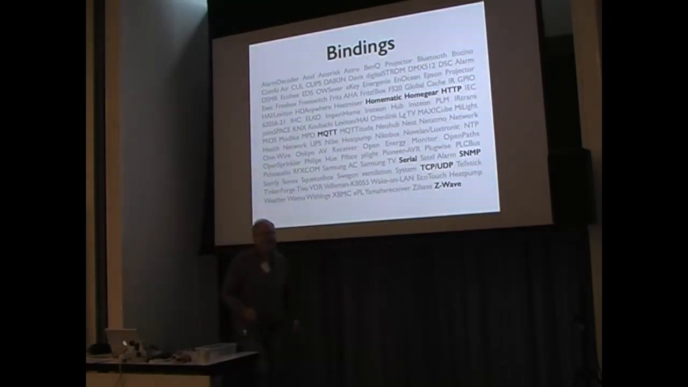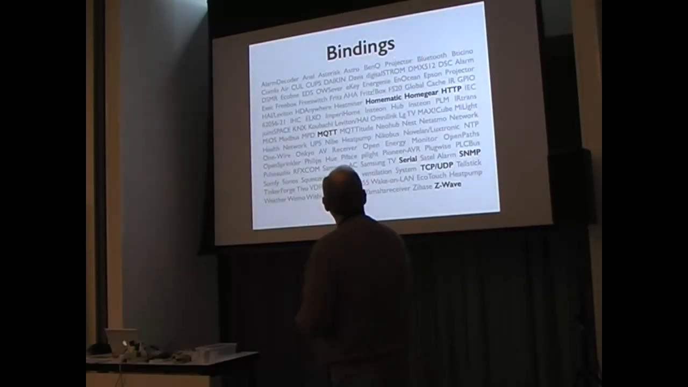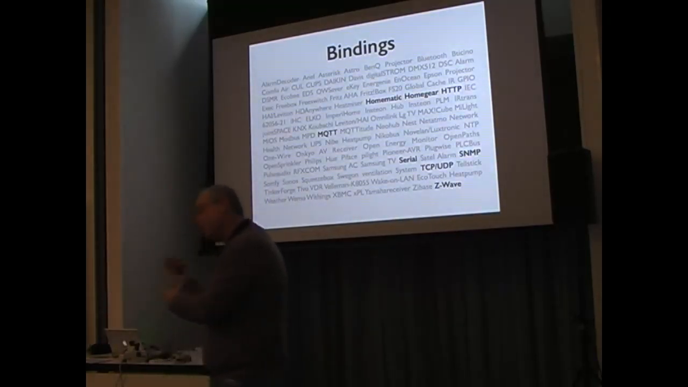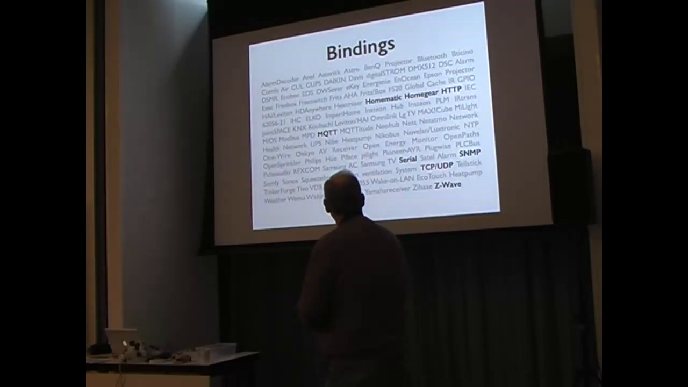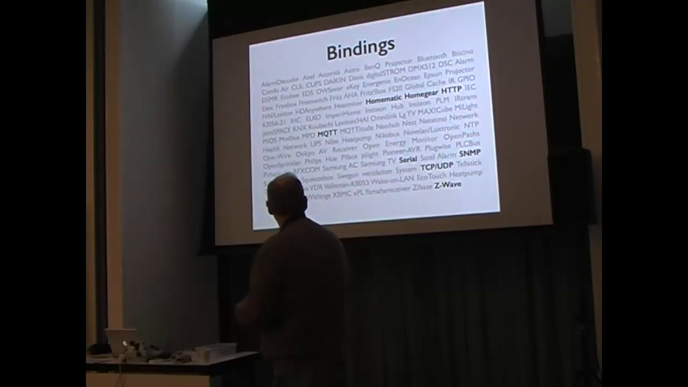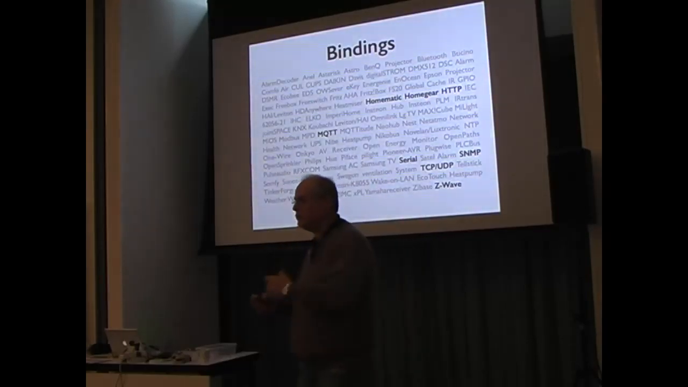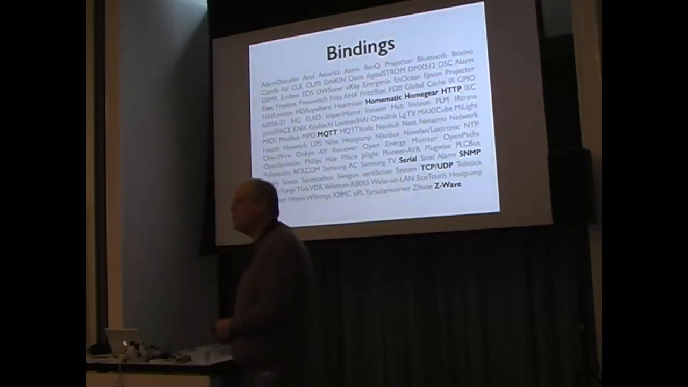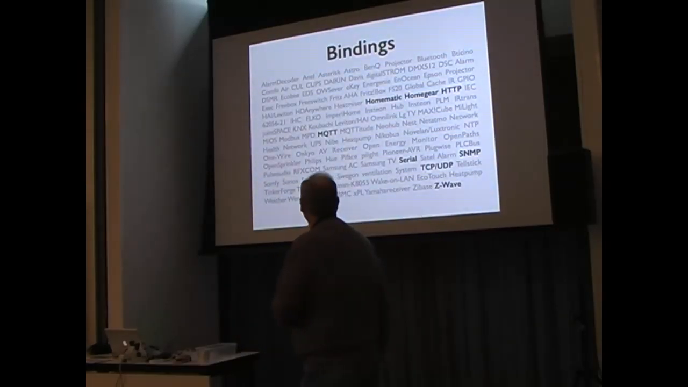So OpenHab has a whole boatload of bindings, and these bindings, remember, are connections to hardware, to software, etc. So we have all sorts of things like Asterisk, for example. We have projectors, Bluetooth, FreeSWITCH, the VoIP telephony system. We have Homematic, HTTP, MQTT, serial connections for do-it-yourself. Yeah, you've got some do-it-yourself bit of hardware that has a serial connection. You can most probably control it via OpenHab and the serial connection. I've just highlighted a few of them here, some of which I'm going to talk about.